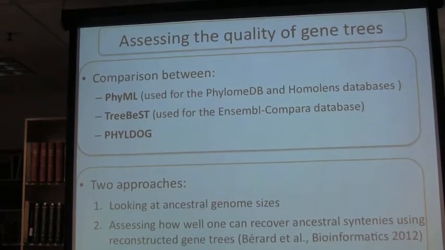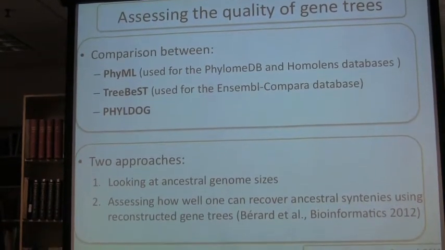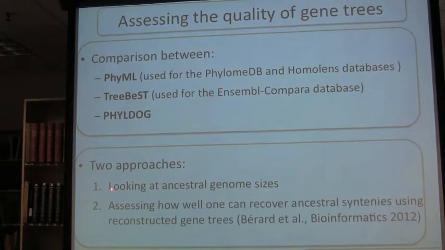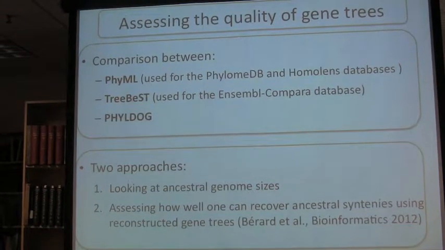And so we're going to be coming up with 2 measures of the quality of gene trees. One is going to be looking at ancestral genome sizes, and the other is going to be based on how well one can recover ancestral syntenies, basically how well one can reconstruct ancestral chromosomes using those reconstructed gene trees. It's a method that has been published in 2012, and that I will not detail, but it's just a way to measure the quality of the gene trees.